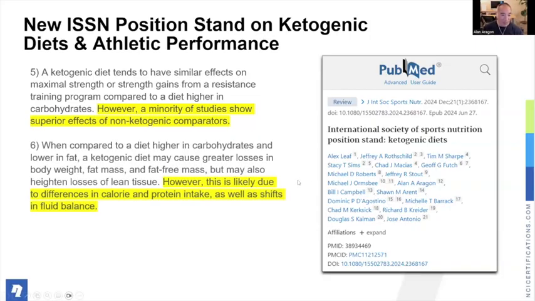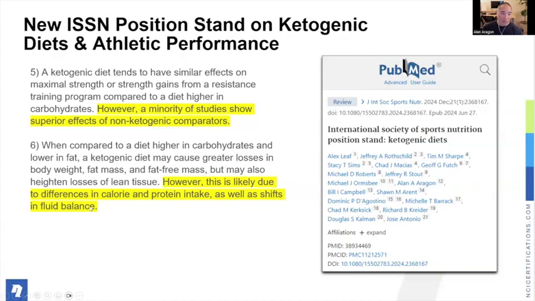Position statement number 6: when compared to a diet higher in carbohydrates and lower in fat, a ketogenic diet may cause greater losses in body weight, fat mass, and surprisingly, fat-free mass, but may also heighten losses of lean tissue. However, this is likely due to differences in calorie and protein intake, as well as shifts in fluid balance.